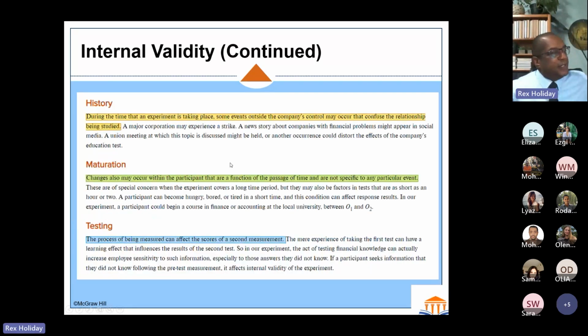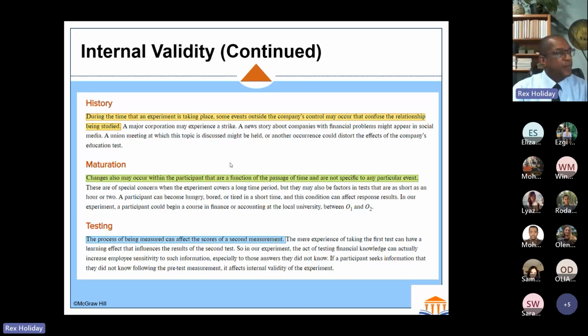So, history. During the time that an experiment is taking place, some events outside the company's control may occur that confuse the relationship being studied. That was demonstrated in that video, right? That was a cute little example that they gave there. A major corporation may experience a strike. A news story about companies with financial problems might appear in social media. A union meeting at which this topic is discussed might be held, or another occurrence could distort the effects of the company's education test.